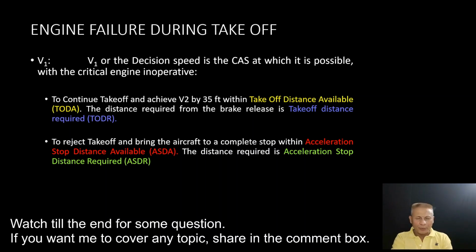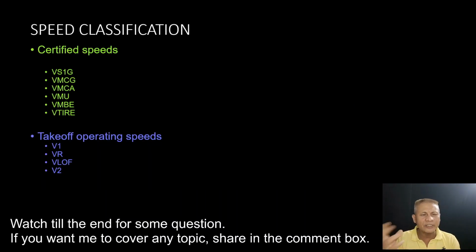Out of these speeds that we have talked about, some can be classified as the certified speeds. Whenever we talk about the certified speeds, the VS1G or the stalling speed has to be certified. VMCG again is a certified speed. VMCA, VMU, VMBE and the V tire are all certified speeds. And the speeds we have talked about, that is V1, VR, VLOF and V2, are classified as the operating speeds.